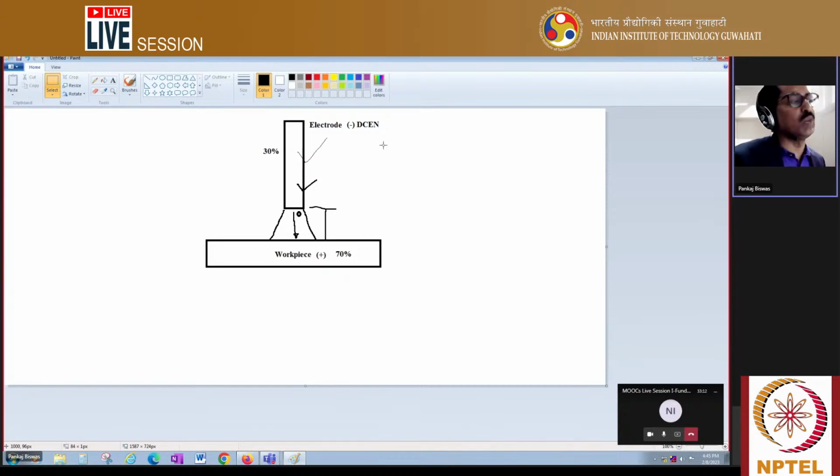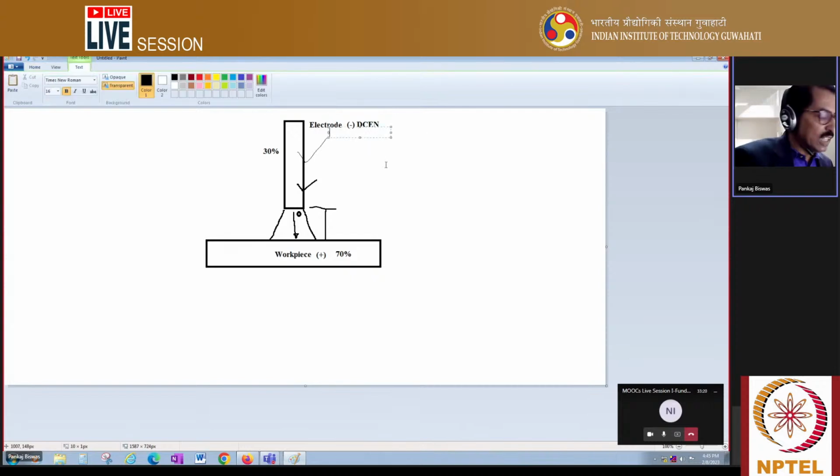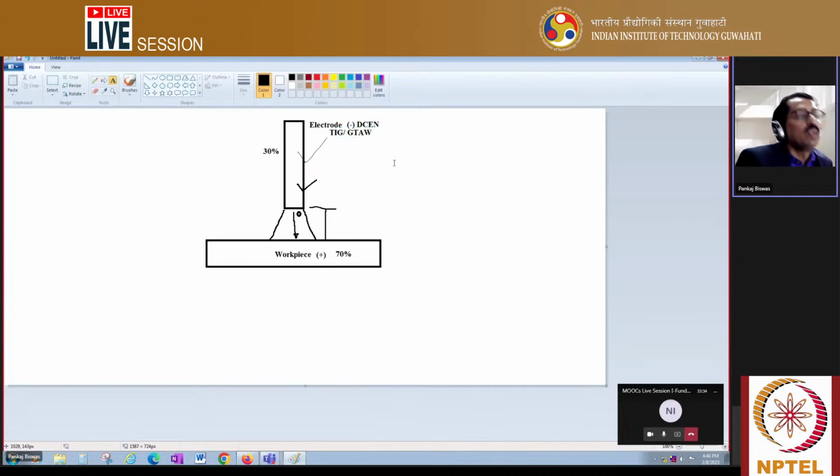In case of the TIG welding process, or you can say the GTAW welding process, generally DCEN is preferable. TIG is widely applicable, and the name is GTAW, gas tungsten arc welding process.